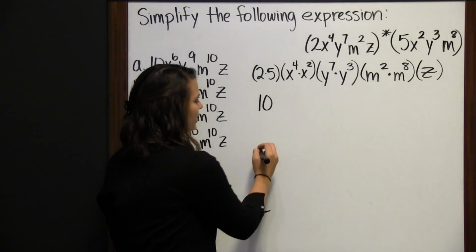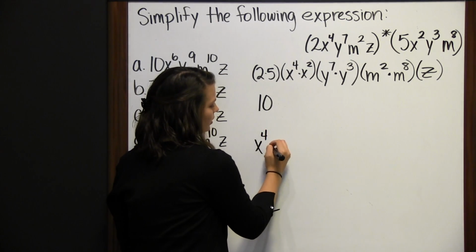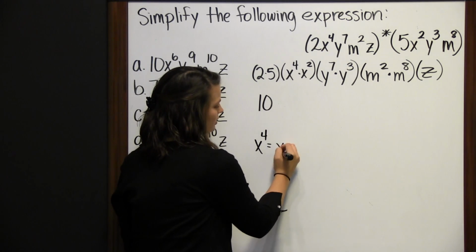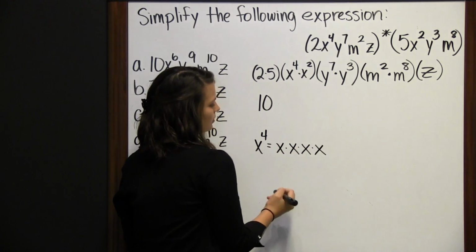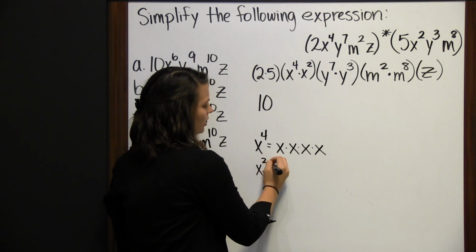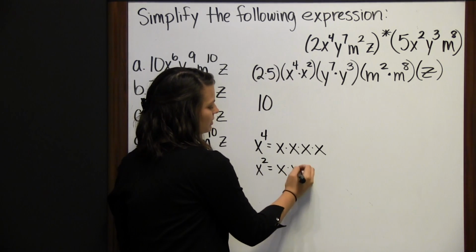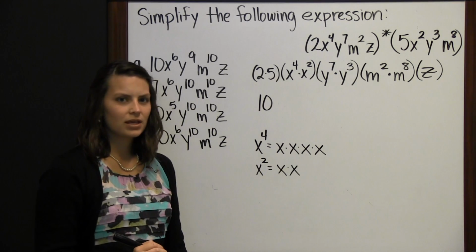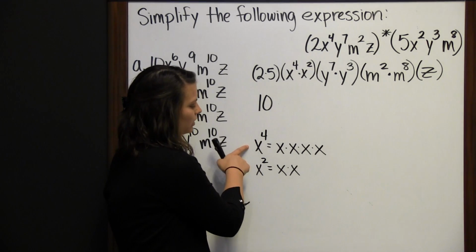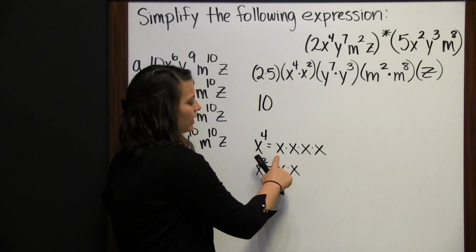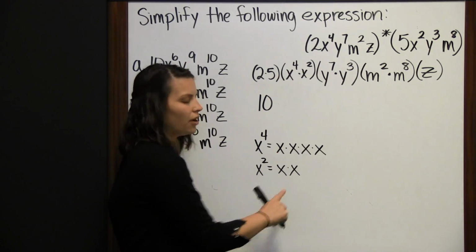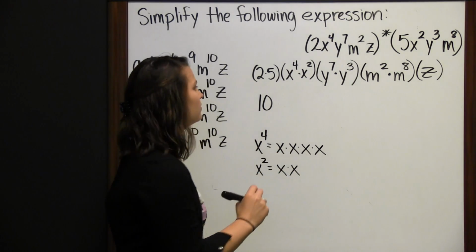And what that really is, x to the 4th means x times itself 4 times, while x squared means x times itself 2 times. So when we multiply x to the 4th times x squared, we're multiplying x times itself a total of 6 times.